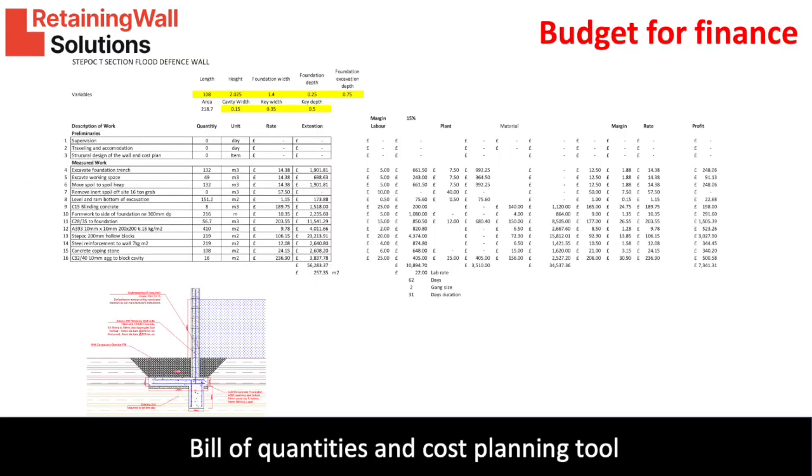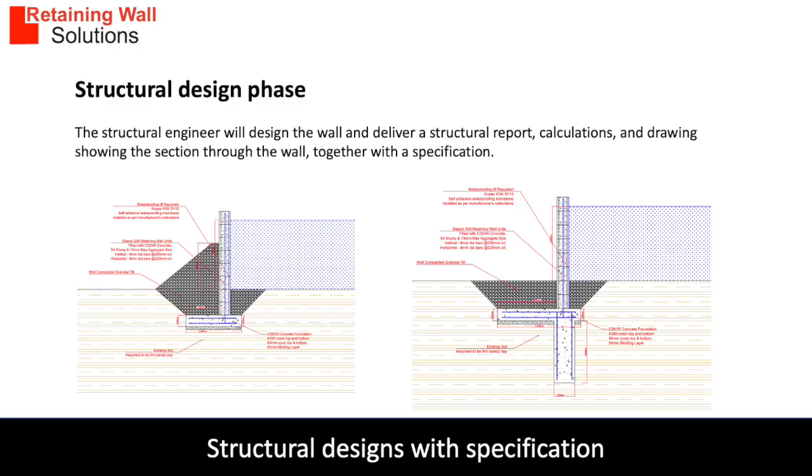An important item to get right at this stage is the project budget. Now we have enough information to produce a fully priced bill of quantities to give an accurate budget for your property at risk. The final thing we need to do during the planning stage is to pull all the information together for the structural engineer.